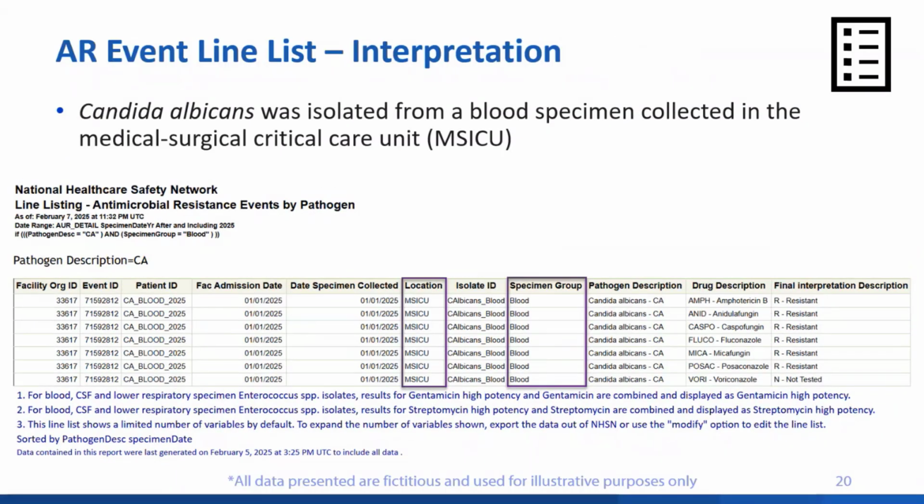Now switching back to the default output screenshot, the one that we first saw, this is showing me that Candida albicans was isolated from a blood specimen collected in the Medical Surgical Critical Care Unit, the MCCU, highlighted by those two purple boxes. So you can see under specimen group, we have blood, and then the location, the MCCU. So this is where that Candida albicans isolate was collected.